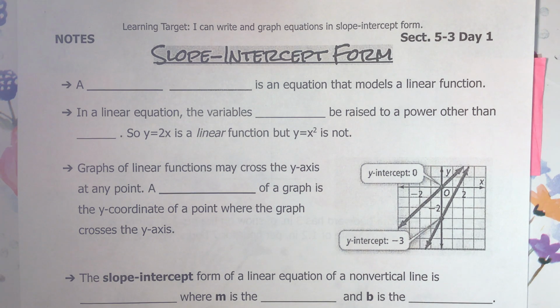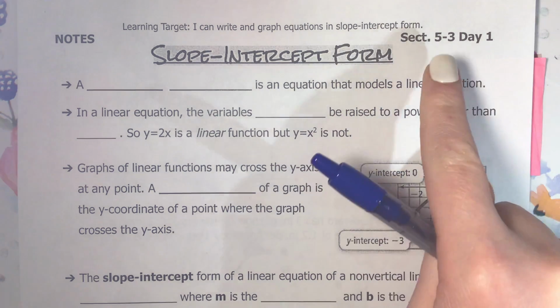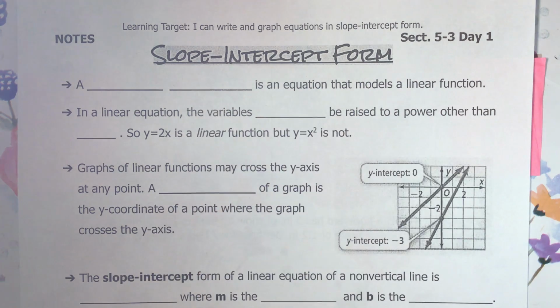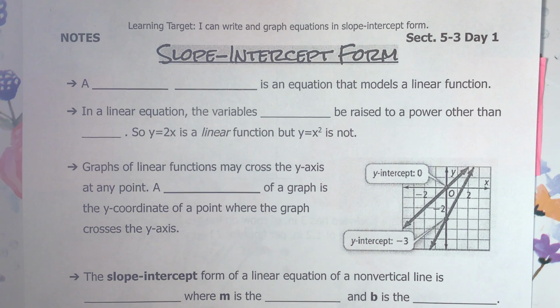We're skipping Section 5-2 and going straight into Section 5-3, and it's all about something called slope-intercept form. We're going to be breaking that down today. What I'd like for you to be able to do by the end of this video is to write and graph equations that are in slope-intercept form. So let's cover a little bit of vocabulary before we get started.